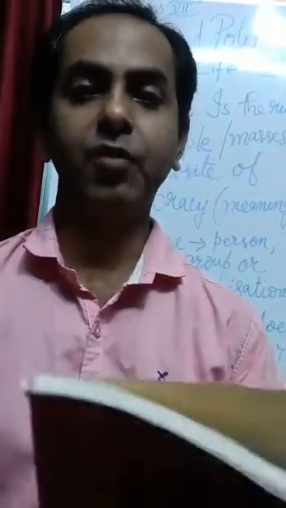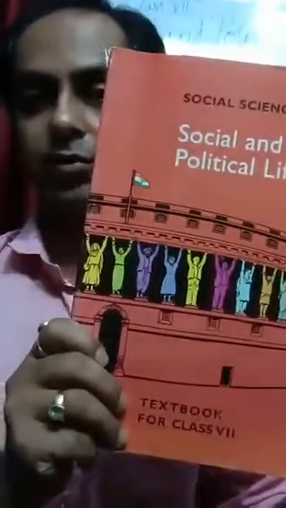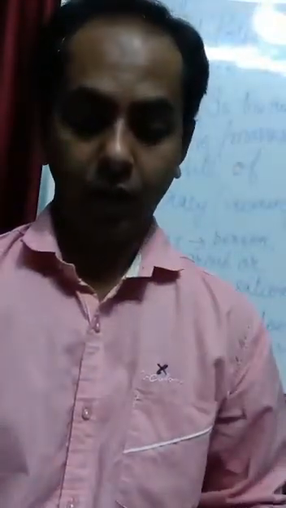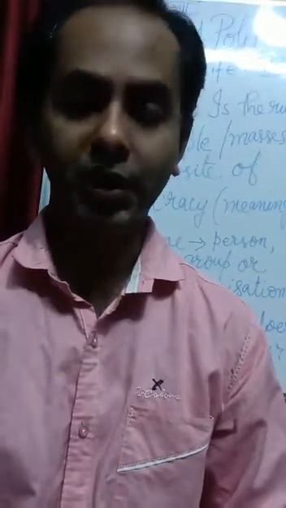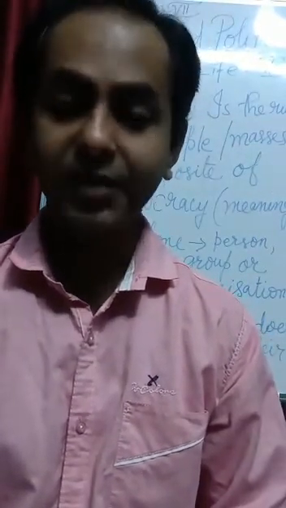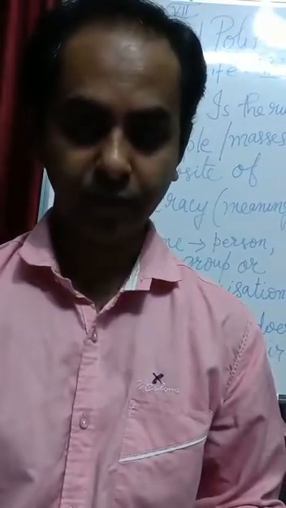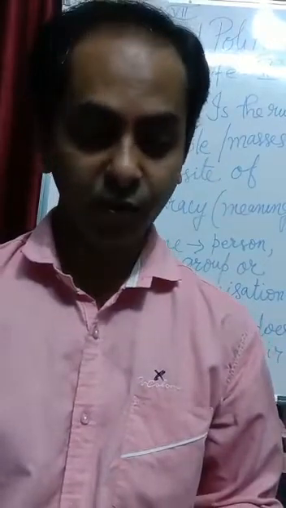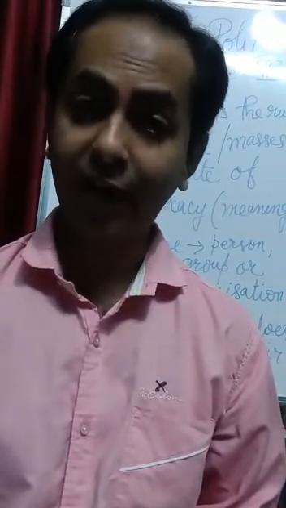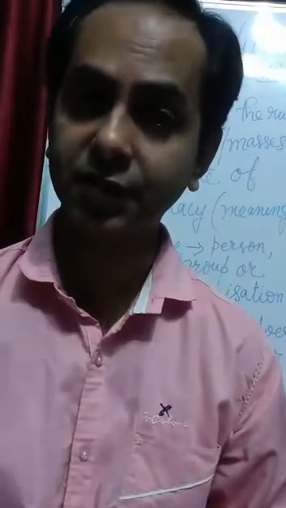Now today we will read from this book. You can see the book. This book opens with the chapter on equality. Let us read. India is a democracy. Now what do you mean by the word democracy? Democracy means a country where power is held by elected representatives.